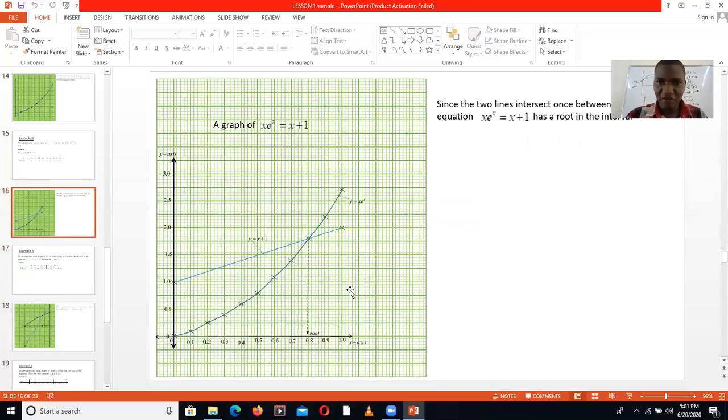Here we have that. You label your graphs. You have this. You have labeled that. I've noted the points. How do I conclude? Since the two lines intersect once in the interval given, then the equation has a root in the interval given.